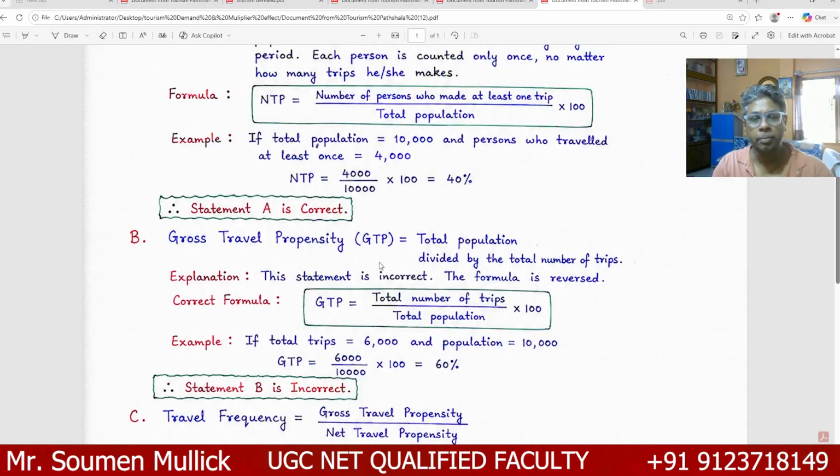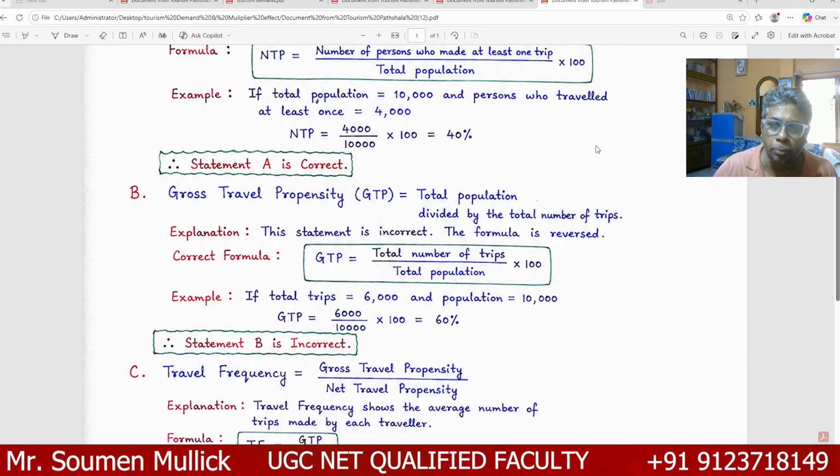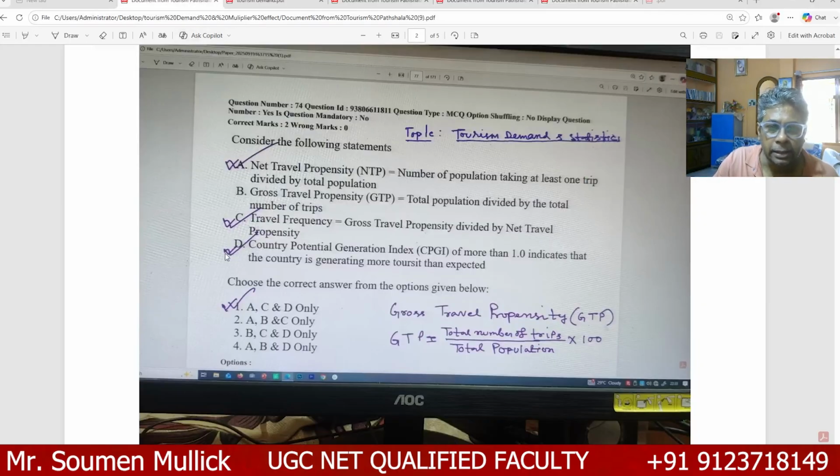Next, gross travel propensity, GTP. What is gross travel propensity? It means total population divided by total number of trips. This statement is incorrect. The formula is reversed. Because the correct formula is GTP equals total number of trips by total population into 100. So this statement, gross travel propensity equals total population divided by total number of trips, the statement B is incorrect.